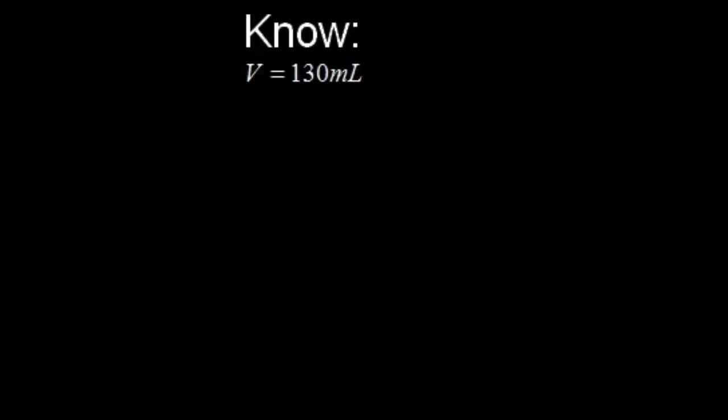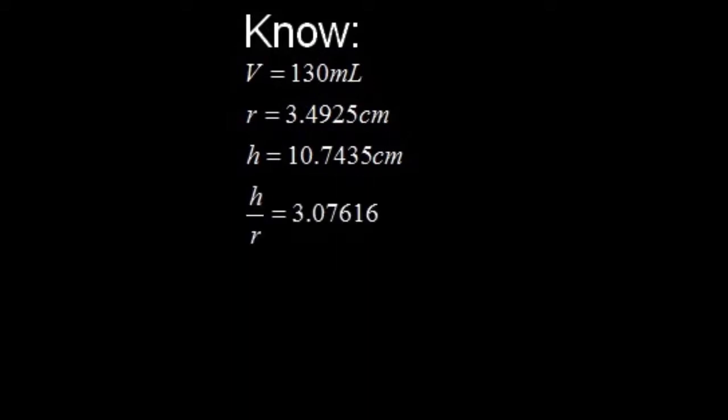Now let's start crunching some numbers. Start with your known values. We know that the volume of the cone holds 130 milliliters of ice cream. We know that the radius is 3.4925 centimeters and the height is 10.7435 centimeters. From these values, we can develop a ratio between the height and the radius of 3.07616, which means at any height, the radius will be the height over 3.07616.